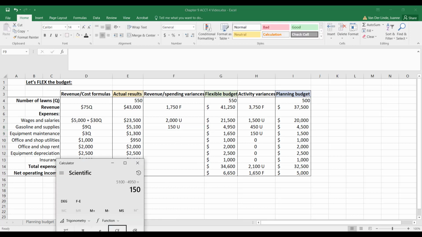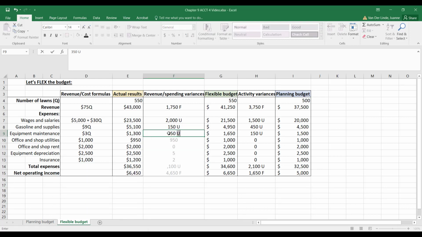Now, what about equipment and equipment maintenance here? So we actually spent $1,300. We should have spent $1,650. What's that difference there? That's a difference of $350. But remember, drop any negatives. We only want to use the absolute value. So it's a $350 difference. So here, in this case, we ended up spending $350 less than what we should have for whatever reason. So in this case, anytime you spend less than what you should have, we will label that spending variance as favorable.